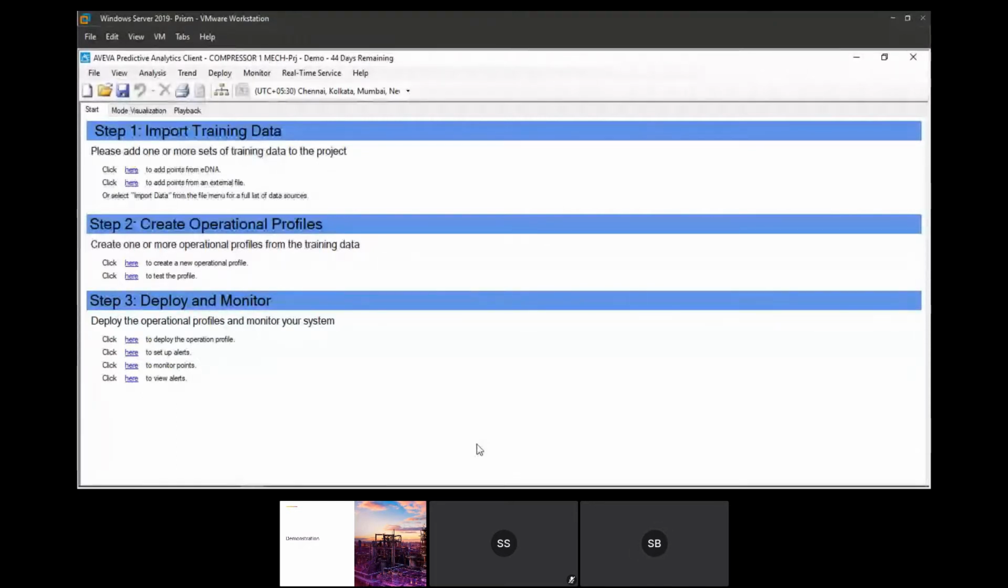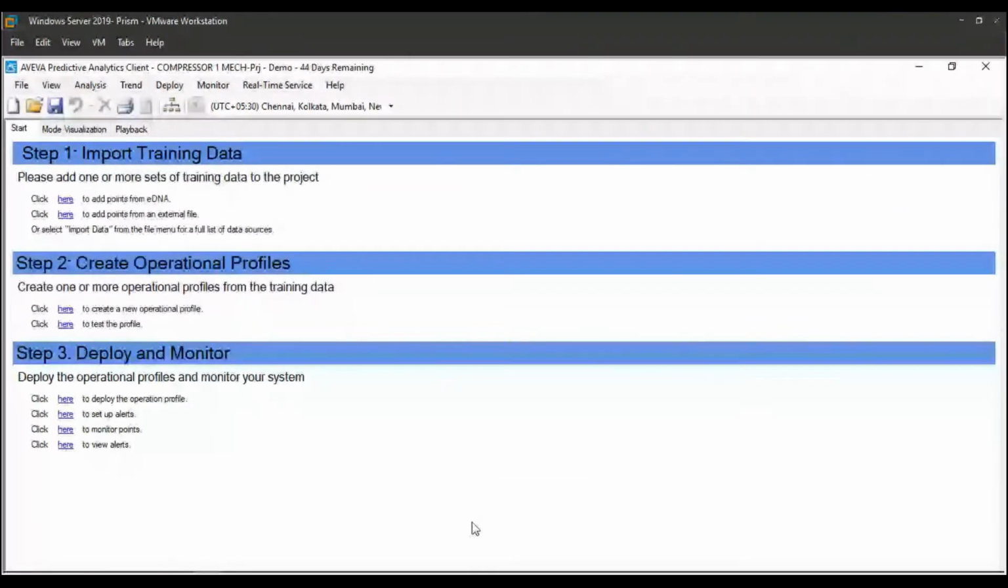I have read through all of your questions in the questions tab, and thank you so much for all of that. I'll go through them one by one, but before that, I want to just take you through the workflow, the flow of the demo that I'm going to present today.